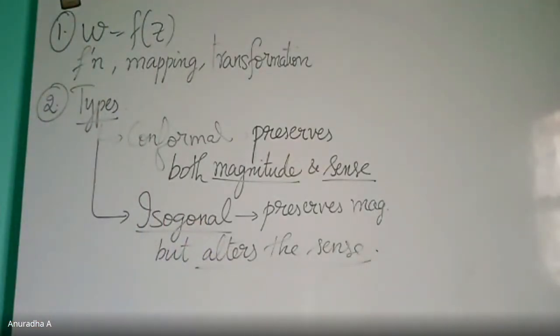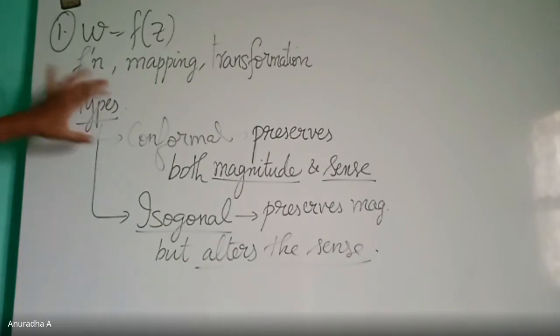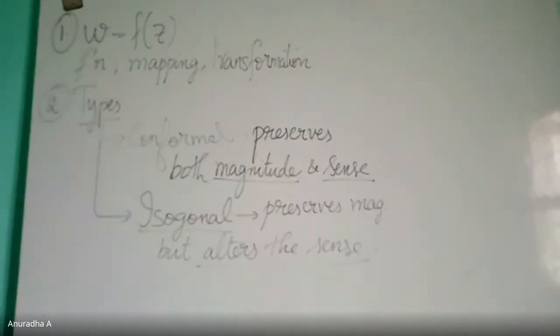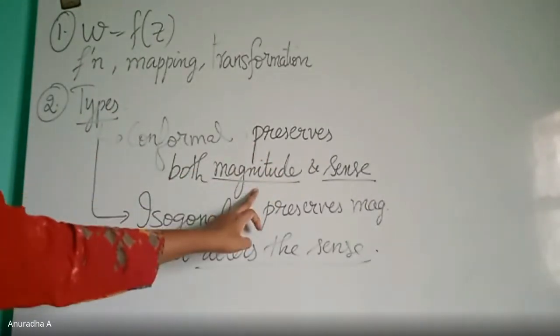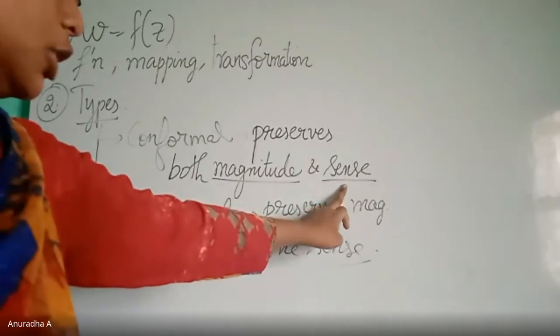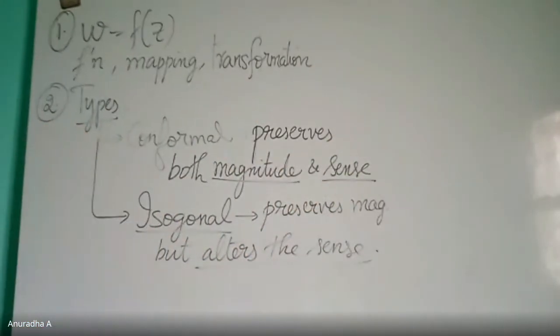So that is called isogonal mapping and conformal mapping. These are classifications based on magnitude and argument value. Magnitude is the root of u square plus v square, and the argument is minus v by u, imaginary part by real part with a negative sign. That is the argument value, but they will not ask all that.